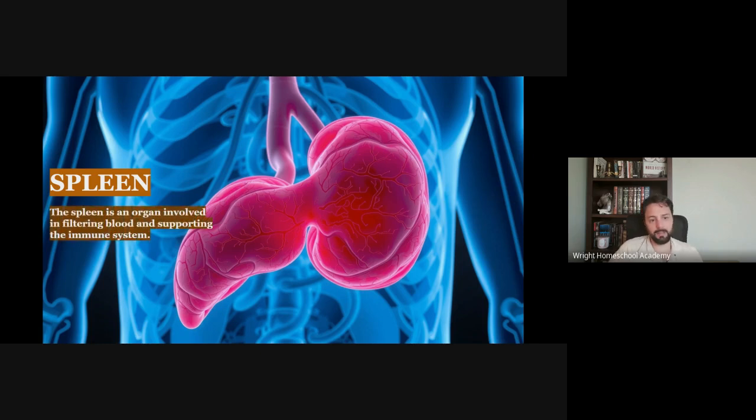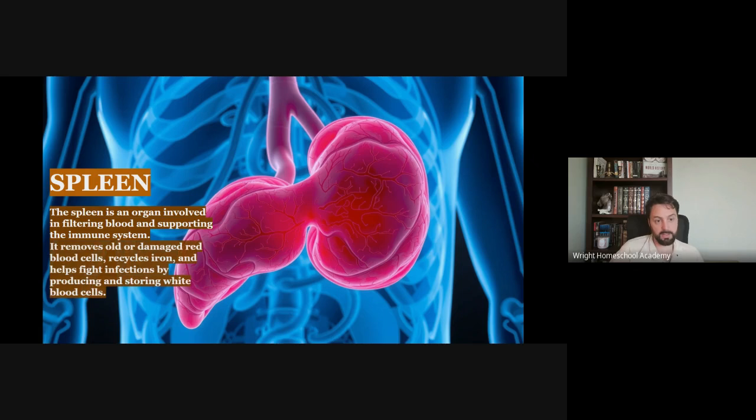The spleen. It is involved in filtering blood and supporting the immune system. It removes old or damaged red blood cells, recycles iron, and helps fight infections by producing and storing white blood cells. This is another example of an organ that's not essential for your survival. So I personally know people who have had to have their spleen surgically removed. They're alive and well today, but it is an important organ. It's a helper organ as well. So if you can keep it inside, I would recommend that.